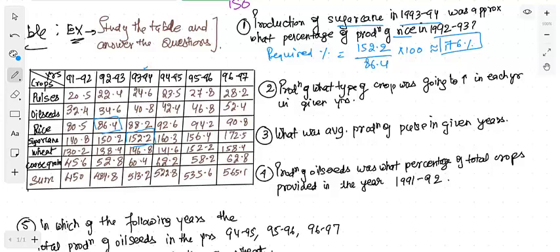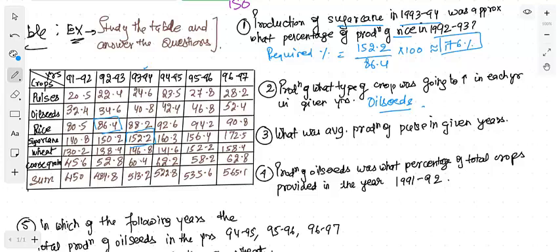The second one is: the production of what type of crop was going to increase in each given year. So you just have to see the table and find which type of crop is continuously increasing. So let us take 20.5, 22, 24. Again, no, it decreases to 23. Now oil seeds: 32, 34, 40, 42, 46, 45. Yes, oil seed is actually increasing.